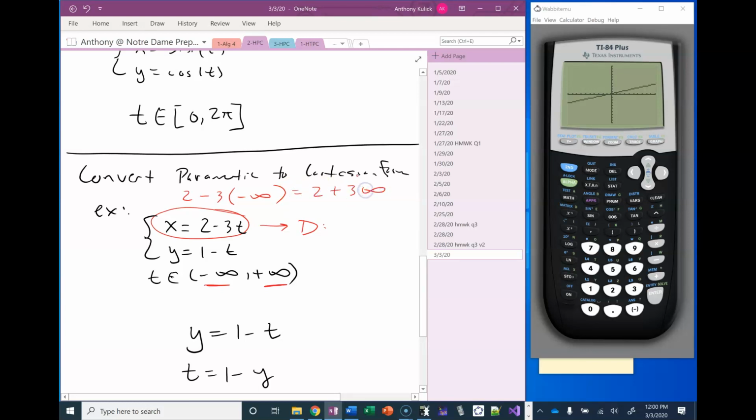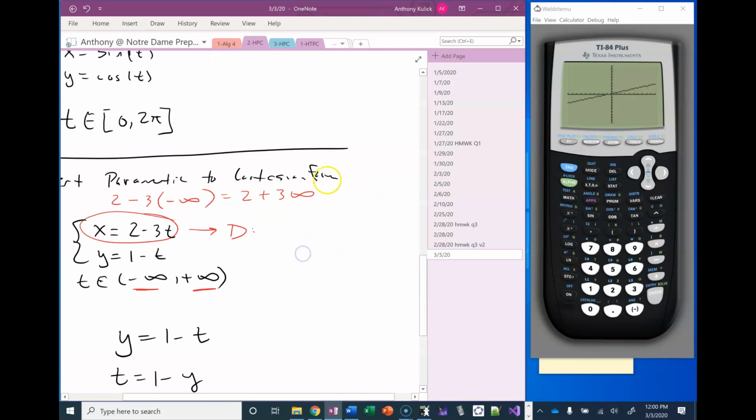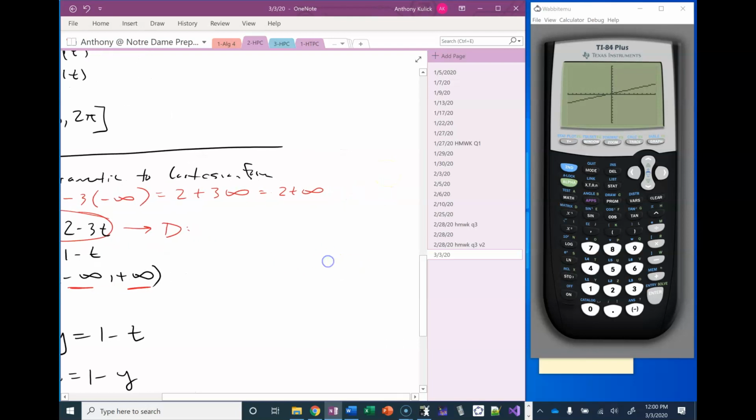So negative times negative times negative is positive, right? And what's 3 times infinity? Still infinity. And what's 2 plus infinity? Still infinity. So we're going to have positive infinity be the endpoint of our domain, right? Everybody's okay with that idea?